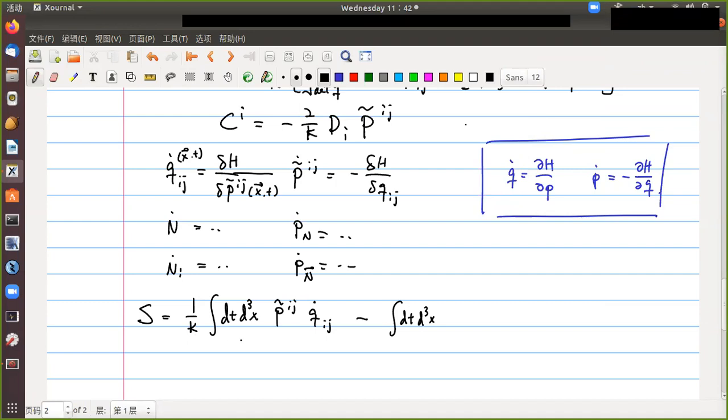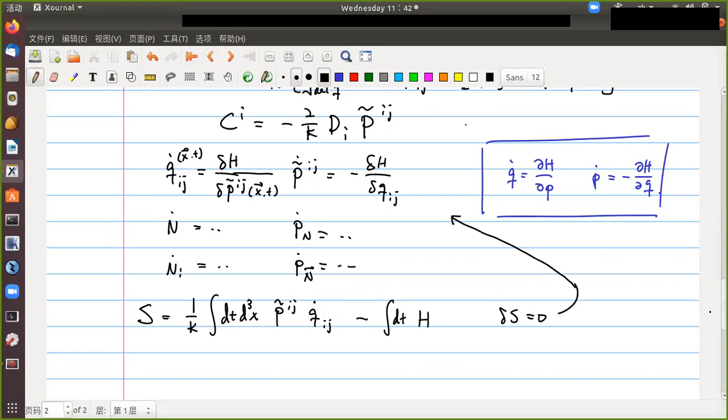Remember, our action has been written in the canonical form. It is just minus the integral dt of h. So this is our canonical action. Suppose you do the variational principle equal to 0. What you get is just those set of equations. It's not so hard to check that these equations are just the variational principle of this canonical action.